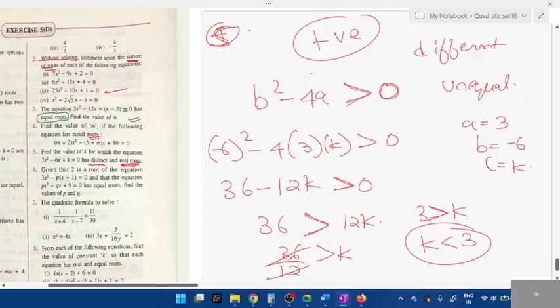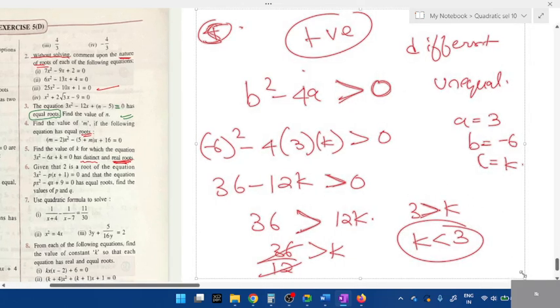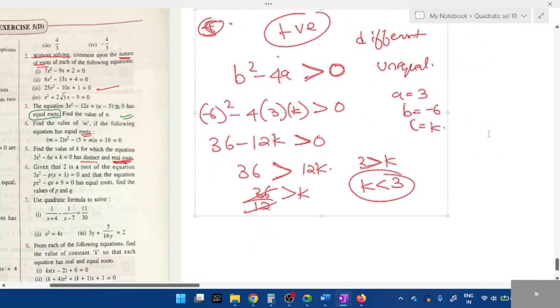Okay. What do you mean by less than 3, students? If the value is unequal, not equal to 0 but less than 3. What are the values of k? It can be 1 and 2. You can't write 0 because they have given unequal. The answer is 1 and 2. Or even if you just write k is less than 3, that is correct.